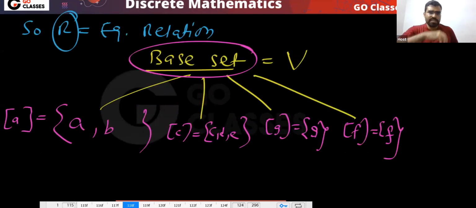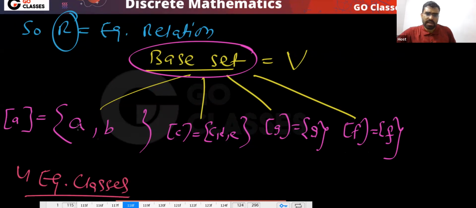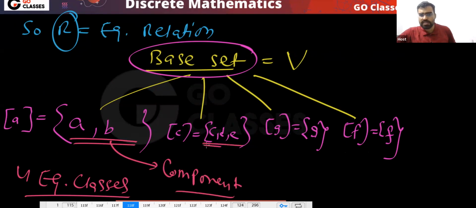So finally, how many equivalence classes do you have? You can notice, in total there are 4 equivalence classes, and every equivalence class is a component. This equivalence class is a component, this equivalence class is a component. So every equivalence class is a component.